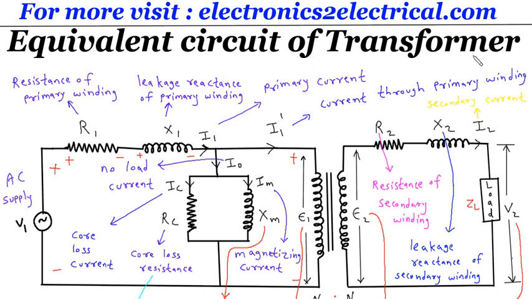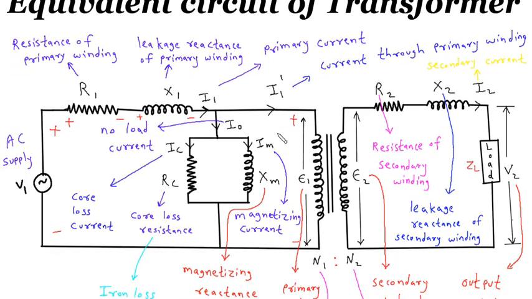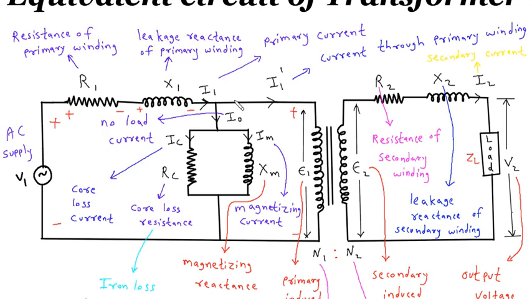Equivalent circuit of transformer. This is an equivalent circuit of a transformer. Let V1 be given to the primary winding of the transformer. V1 is the AC supply.